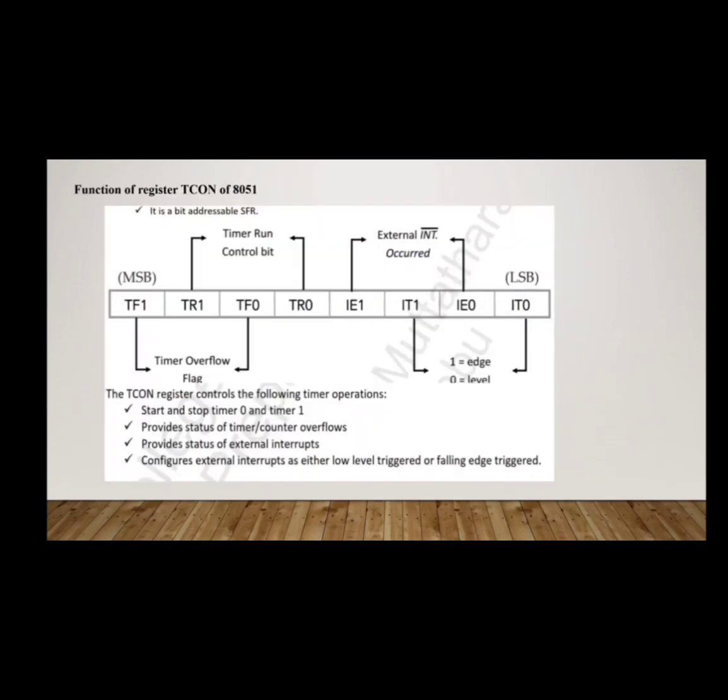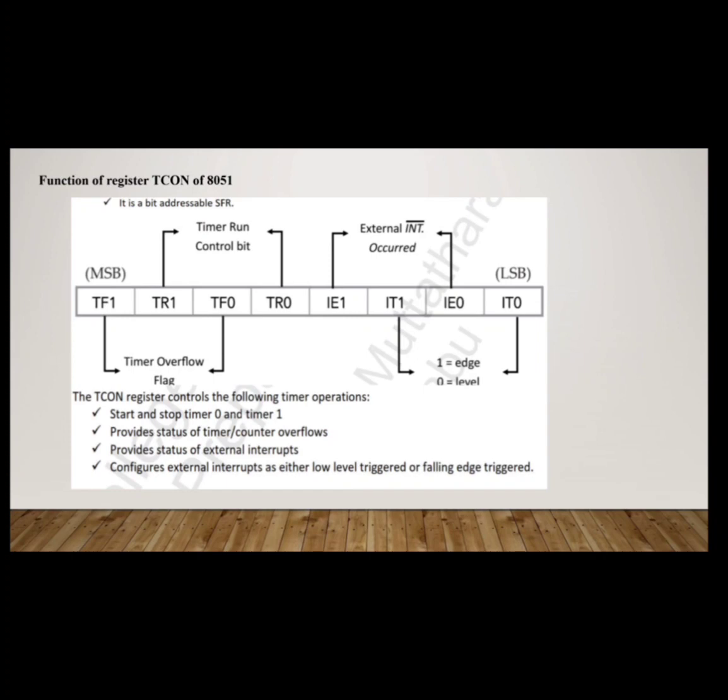Then the third register, the last register, is the TCON register of the 8051. This TCON register has 8 bits, and it does not contain all 5 interrupts. It contains only the timer and external interrupts. There are TF1 and TF0, the timer overflow 1 and timer overflow 0. And we have TR1 and TR0, timer run 1 and timer run 0. Then we have IE1 and IE0, external interrupt 1 and external interrupt 0.